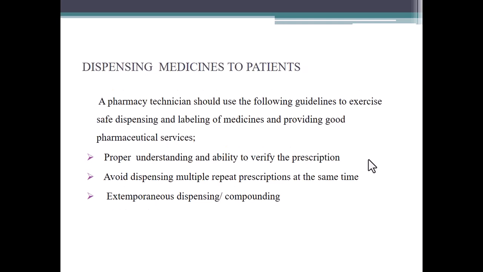So we should appreciate this list of essential drugs, and we should also know what essential drugs are and what specific population essential drugs can cater for.